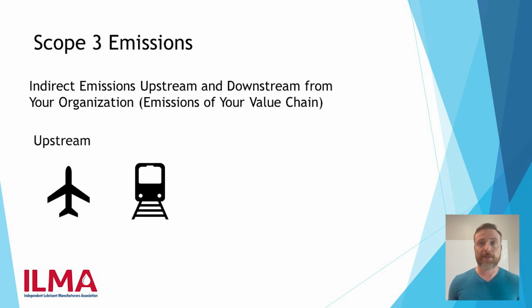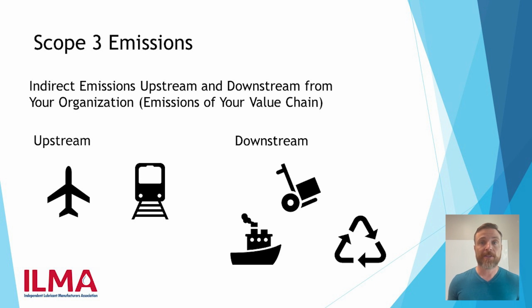Upstream activities could include business travel, such as airplanes, trains, business mileage using private vehicles. Employee commuting to work would also fit in this category. The cradle-to-gate emissions of all purchased goods and services also would be another good example of upstream Scope 3 emissions. Downstream activities could include transportation, storage, and distribution of produced products, as well as the end-of-life treatment for the produced products.